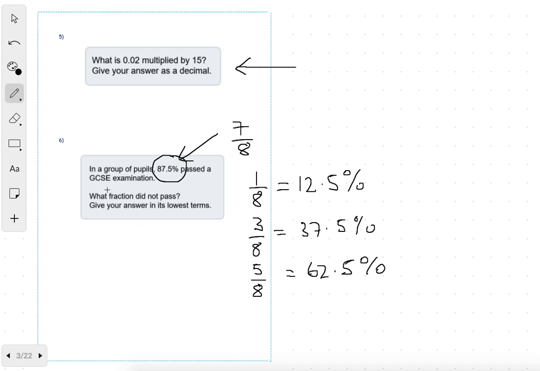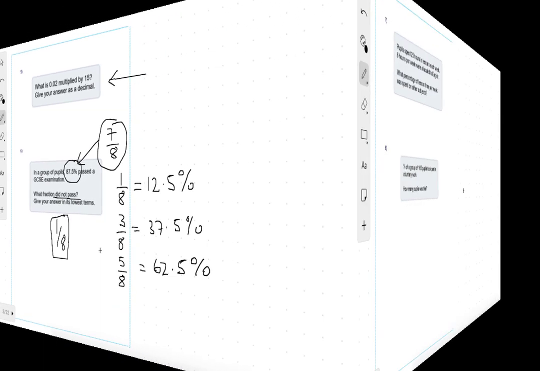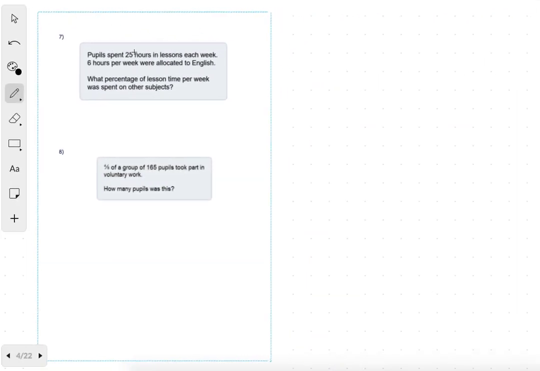So if you look at this question, it says 87.5% passed the test. What fraction did not pass? Well, if you recognize this as 7/8, you can basically write down the answer to this, and you've probably still got 15 seconds left, and you can sit and relax and wait for the next question. Not much on this page.